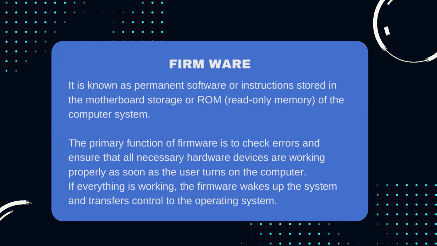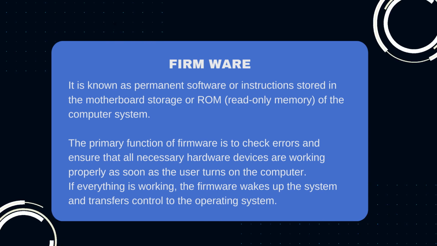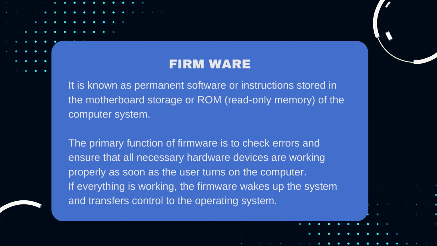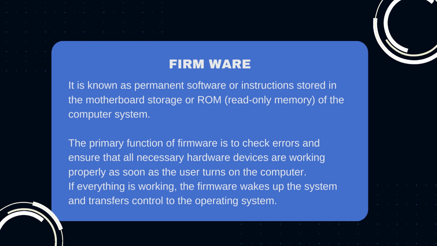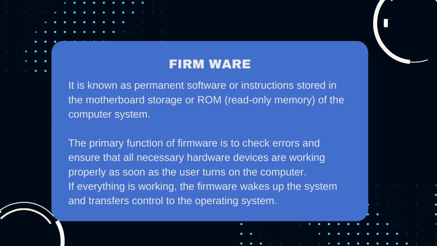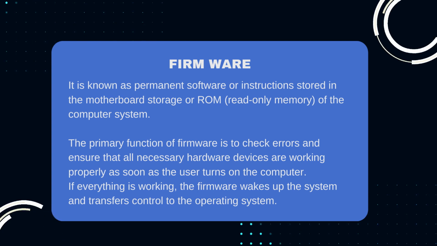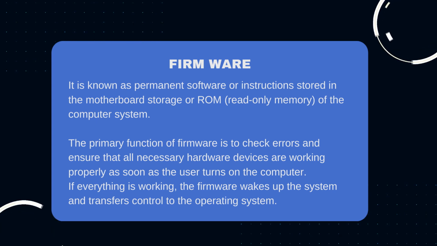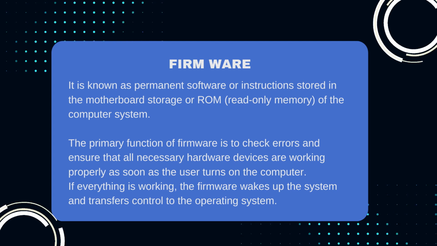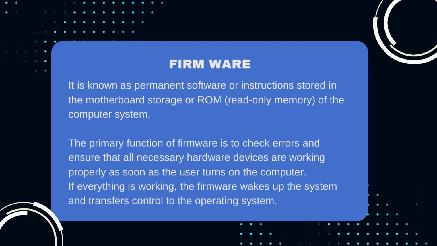Another type of system software is firmware. It is known as permanent software or instructions stored in the motherboard, storage, or ROM, or read-only memory of the computer system. The primary function of firmware is to check errors and ensure that all necessary hardware devices are working properly as soon as the user turns on the computer. If everything is working, the firmware wakes up the system and transfers control to the operating system.